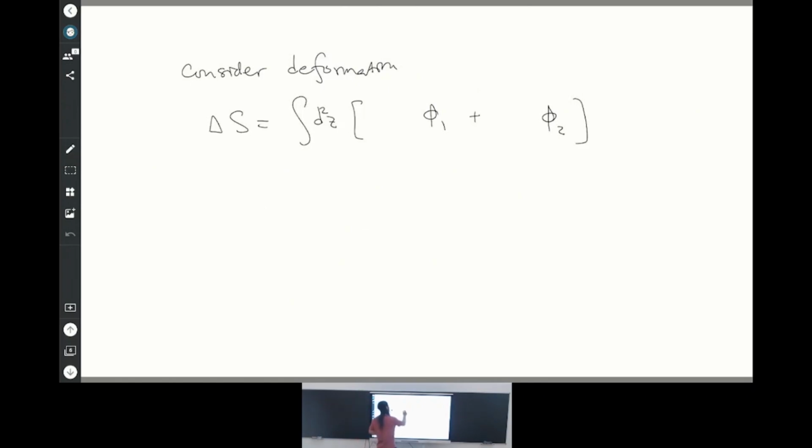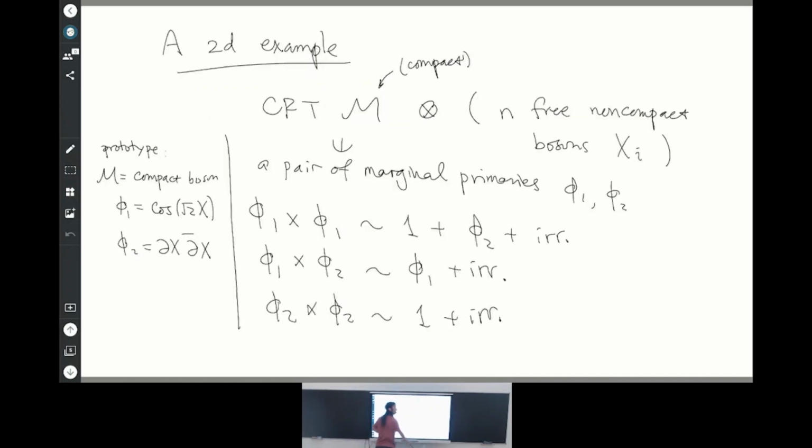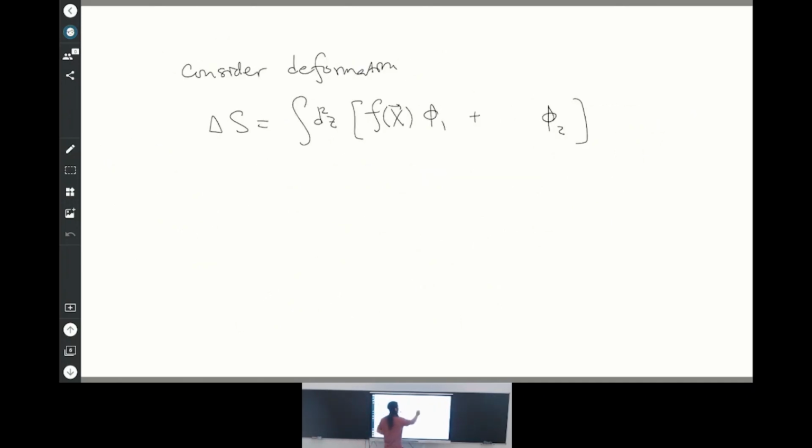But you could try the following. You could consider some sort of more complicated deformation that involves these other n free bosons that come along with it: f of x times phi 1, g of x times phi 2. And you can ask, is there a new fixed point?